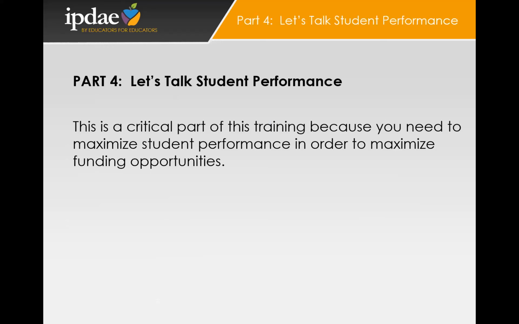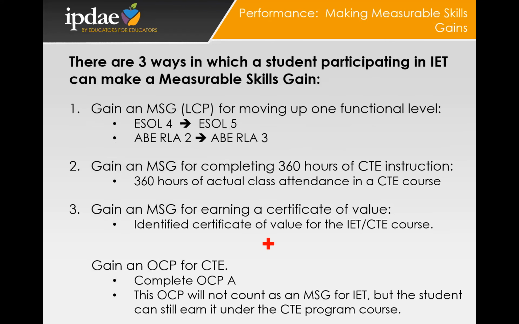Now, we are at the last part of our training, which addresses student performance. This section is critical, very short, but critical, because you need to maximize student performance in order to maximize funding opportunities. These are the 3 ways in which an IET student can make a measurable skills gain, or MSG. First of all, the first is by gaining an LCP, or an MSG, by moving from one functional level to the next. And again, remember, LCP, that literacy completion point, is the old word for MSG, measurable skills gain.